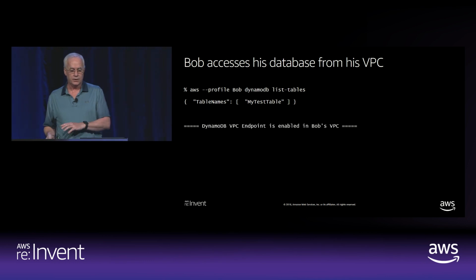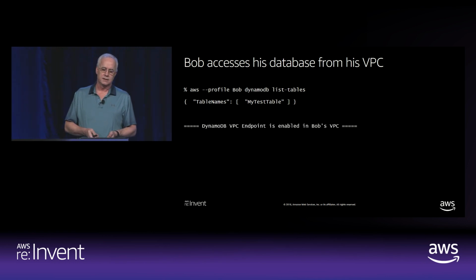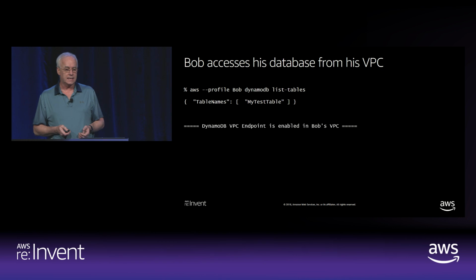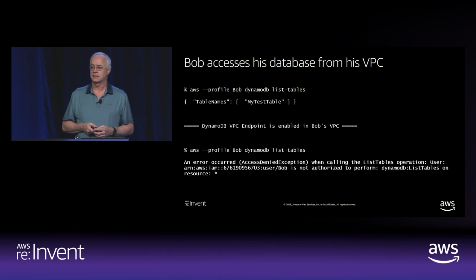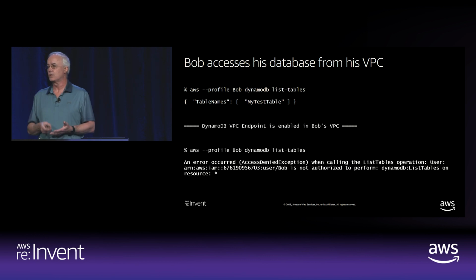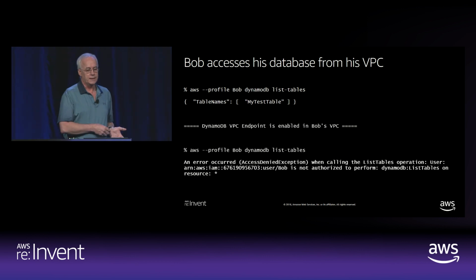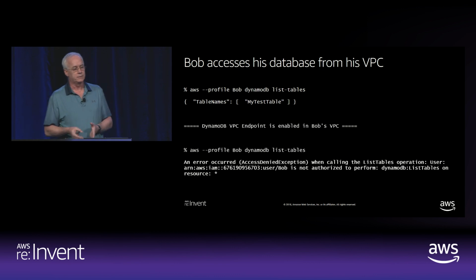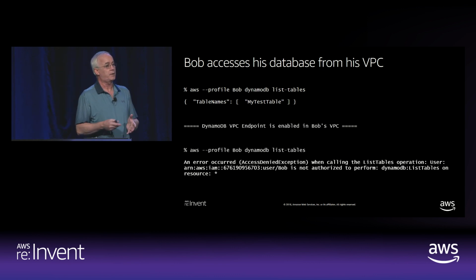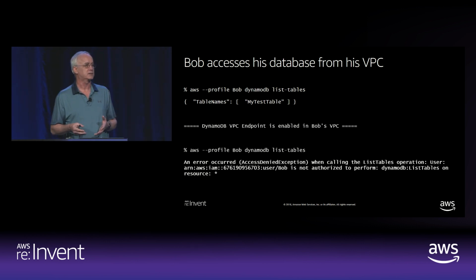But now, if I turn on the VPC endpoint, and then Bob goes to make the same exact request, he gets an access denied. And this access is denied because he's no longer coming from that source IP address. In fact, the way it works, when you come in from a VPC endpoint, we don't populate the source IP address in the authorization context. So the source IP is not available.